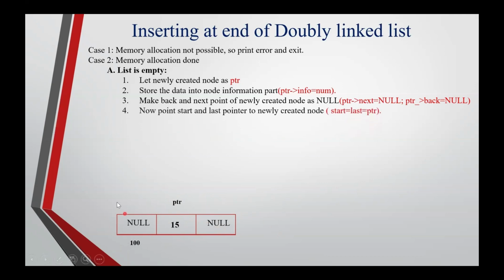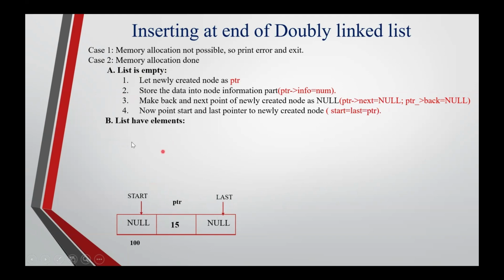Then we have to make the start pointer as well as the last pointer point to the newly created node, because previously there was no element, so start and last both pointed to null. Only one element is present inside the newly created list, so both the start as well as the last pointer point to the first node, as it is a single node. So this is the case when the list is empty.